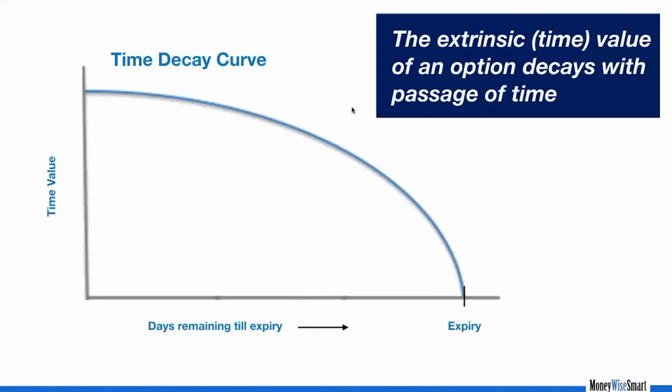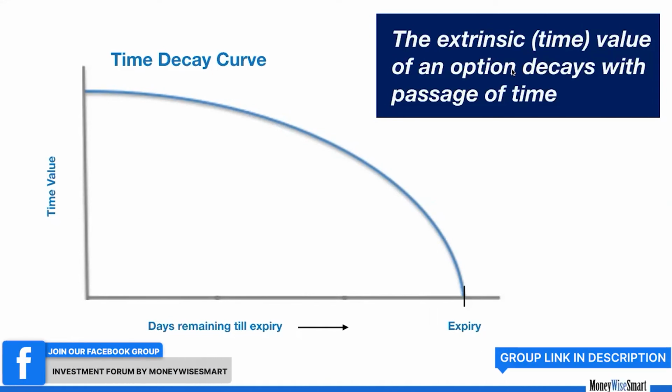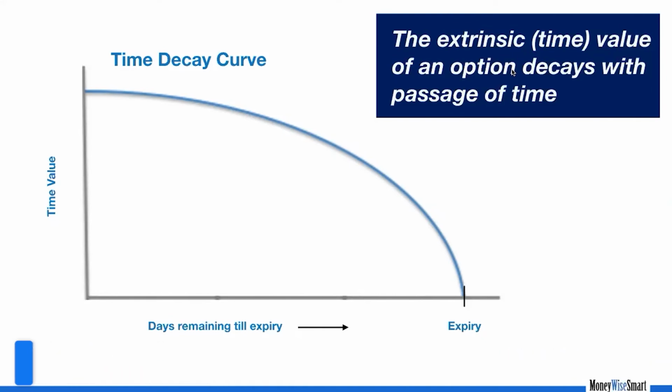The extrinsic value of an option decays with the passage of time. As an option approaches expiry, the extrinsic value tends to zero. On the expiry date, the extrinsic value vanishes, and the only thing that remains is the intrinsic value. So this tattered old wallet that I talked about, with the passage of time, will probably just disintegrate, and eventually nothing will be left but that $100 bill. That is exactly how the time value of an option behaves.